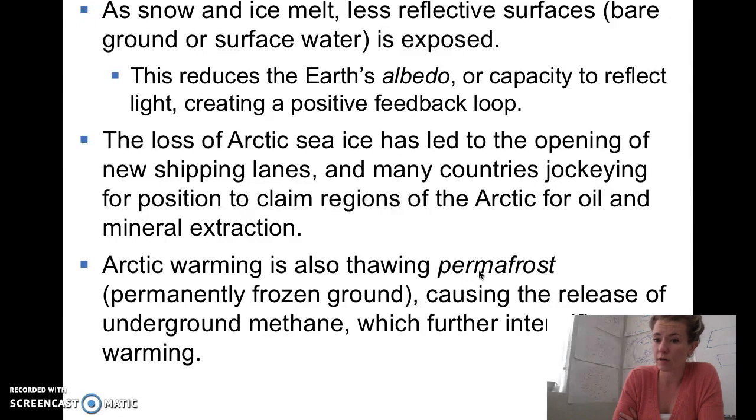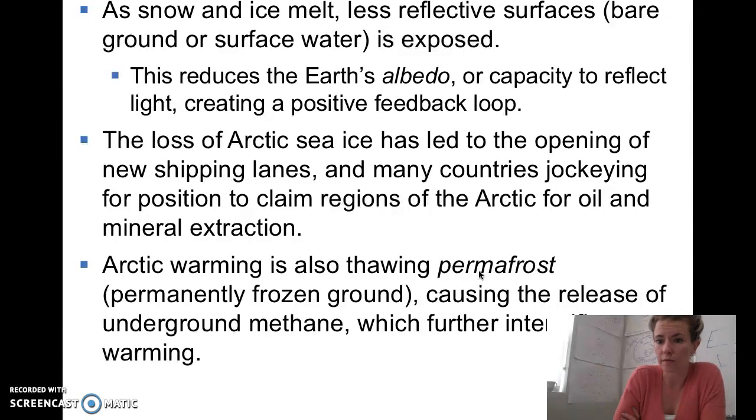However, as that snow and ice melts, it reveals surfaces that are less reflective, meaning these surfaces are going to hold on to the light energy more and heat up. So that's like the ground or surface water. The ground is not reflective like ice is. So this reduces the Earth's albedo, which is the capacity to reflect light.